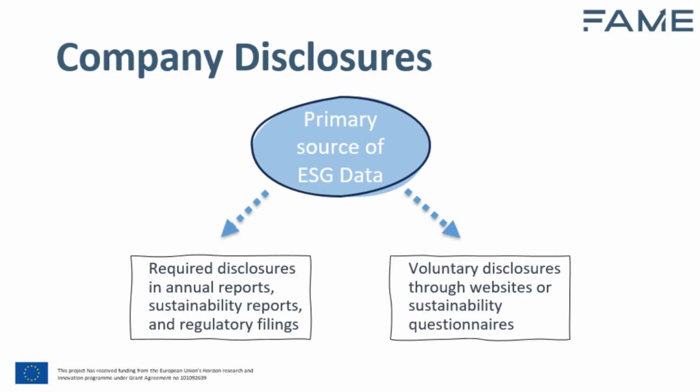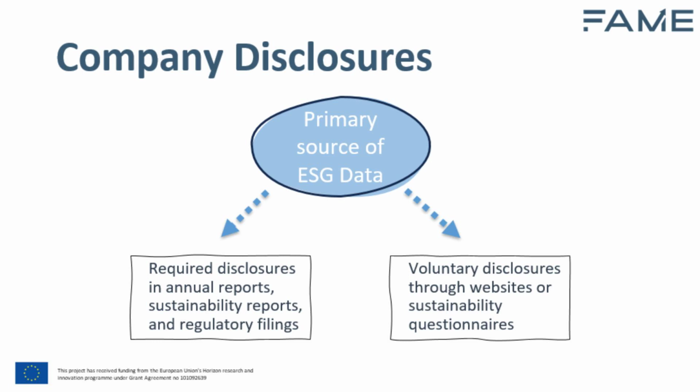One of the primary sources of ESG data is company disclosures. Publicly traded companies are required to provide ESG-related information in their annual reports, sustainability reports, and regulatory filings. These disclosures often cover environmental impacts, labor practices, human rights, corporate governance, and community engagement, among other areas.